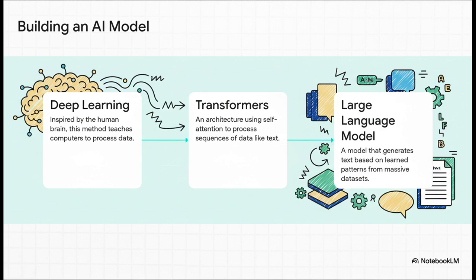Okay, so it kind of builds up in layers. At the foundation, you have deep learning. That's the whole method, inspired by how our own brains work. Within that, you have transformers. This is the specific architecture, the engine, that uses a really cool self-attention mechanism to figure out which words are most important in a sentence. And the result of all that? A large language model, or LLM, a massive model trained on just a mind-boggling amount of text.